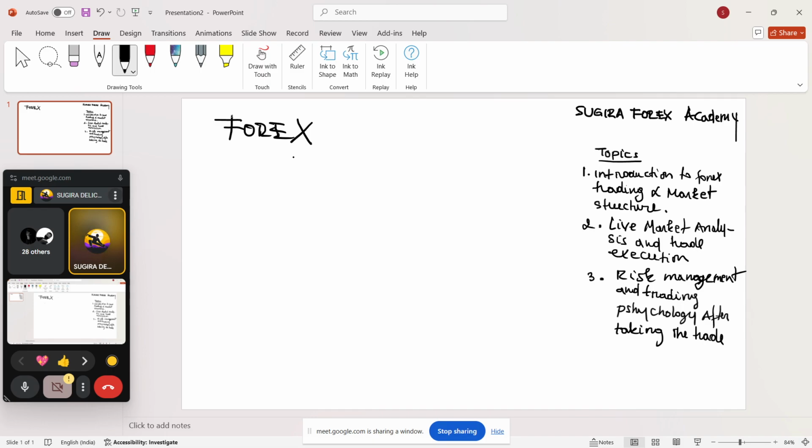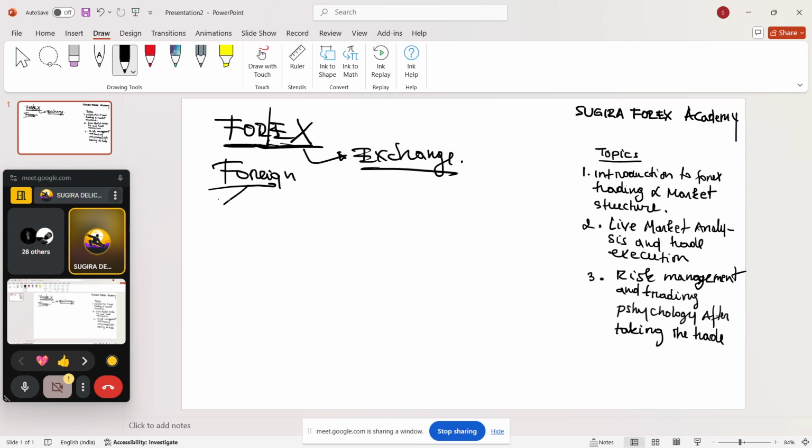So in general, forex has two words in it. It is an abbreviation meaning foreign exchange. You hear the word foreign, which just means countries, and the word exchange, which just means exchanging one thing for another.